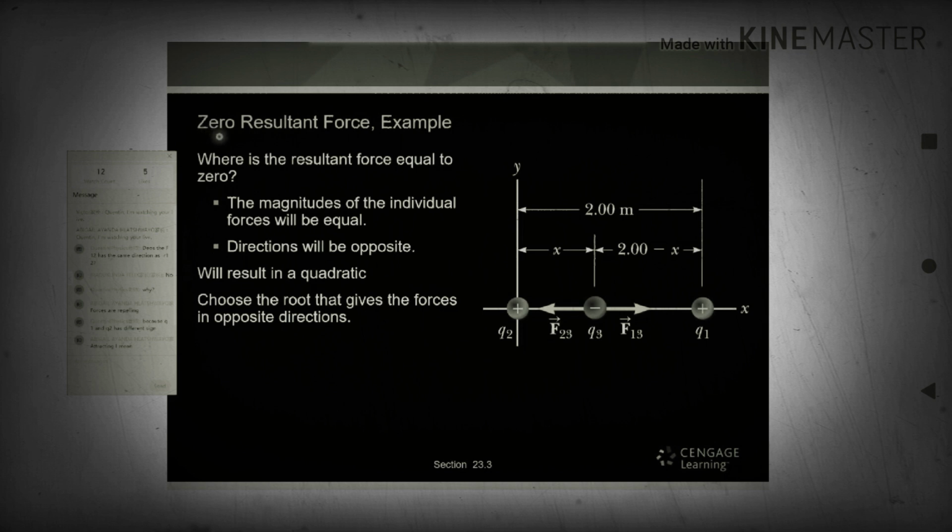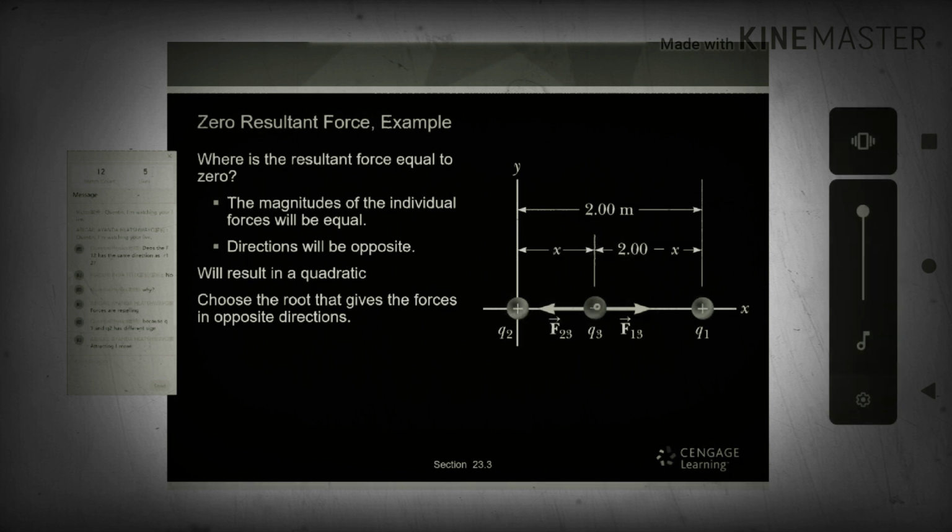Then somehow, let's have an example called a zero resultant force. We have a negative charge. We put this charge in between two positive charges. Where is the resultant force equal to 0? The magnitude of the individual forces will be equal. Then the resultant force on this negative charge will be 0.